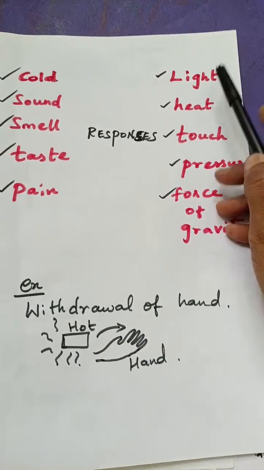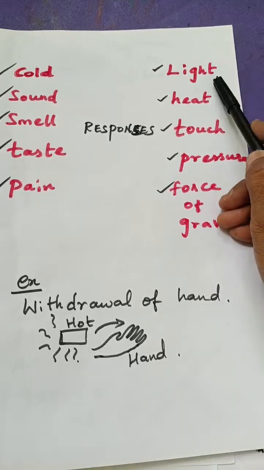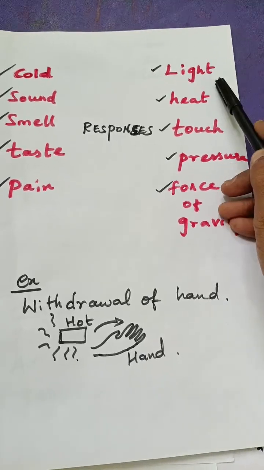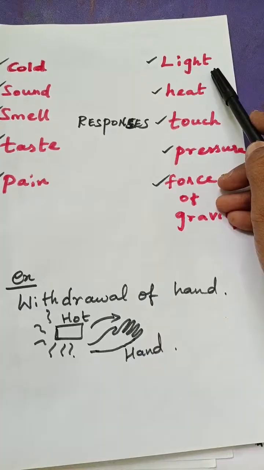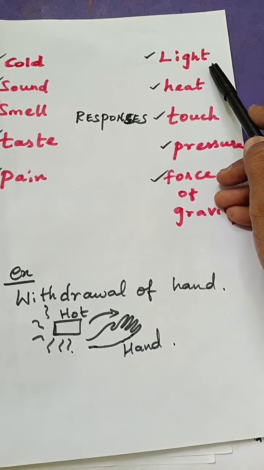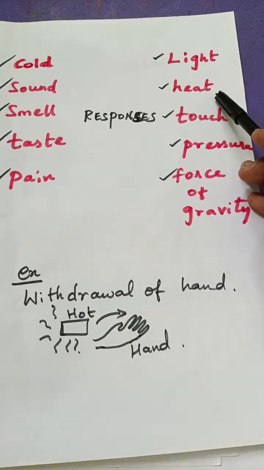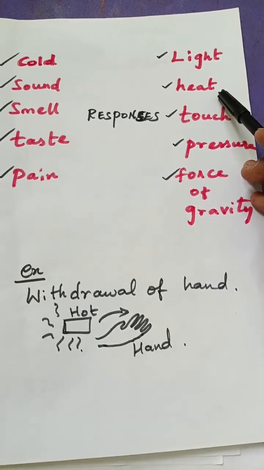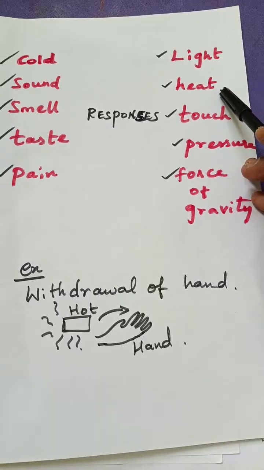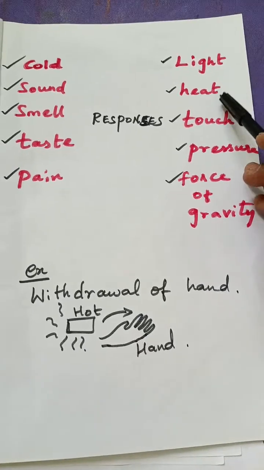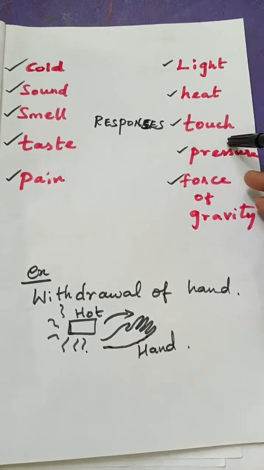Human beings respond to light. We will shrink our eyes. When any flash light falls on our eyes, we will close our eyes. And then we will take our hands away if any hot body comes in touch with our skin. We all face these experiences in our daily life.